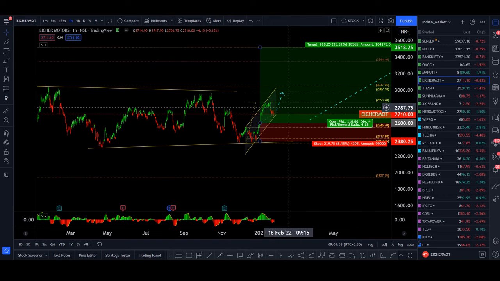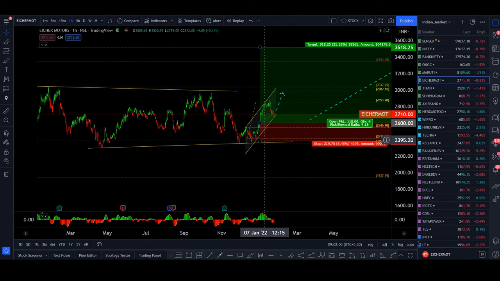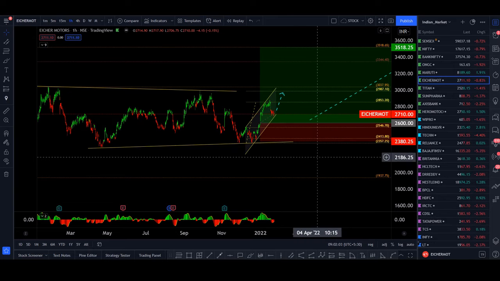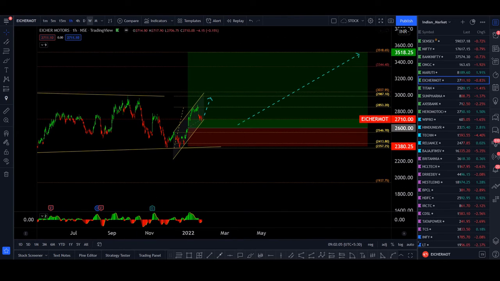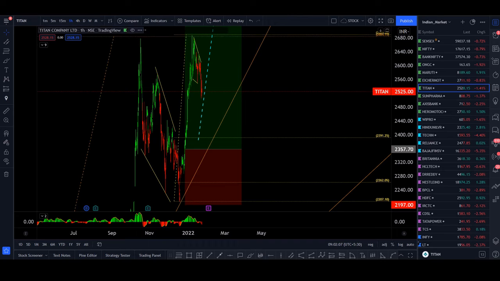But at this point we are continuing this trade without changing the stop loss. We still maintain our ground at this point. So let's move on to Titan.